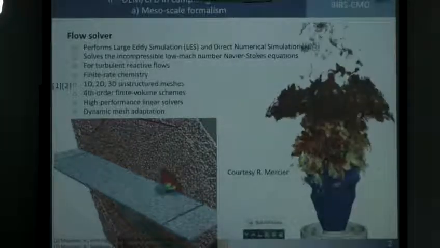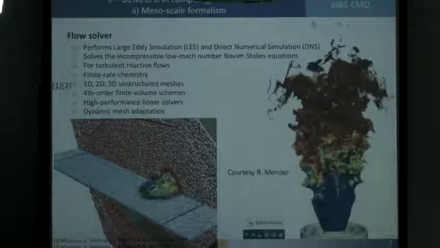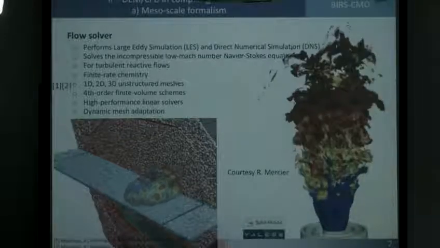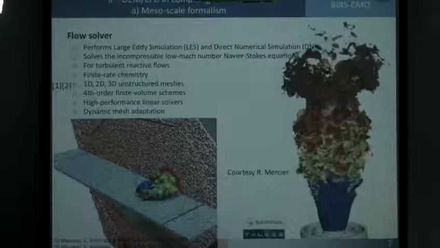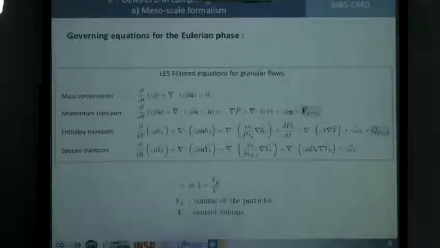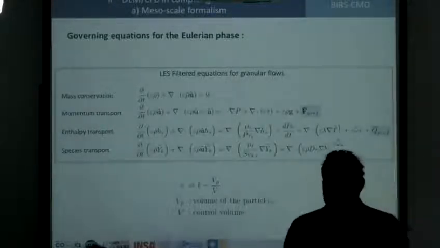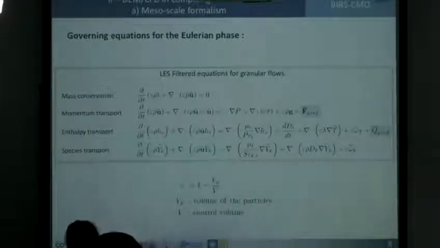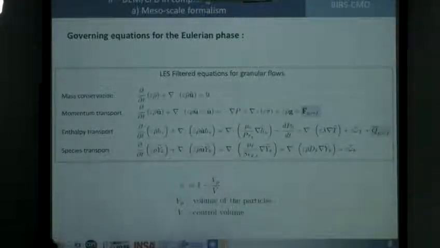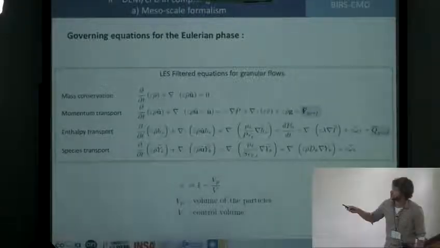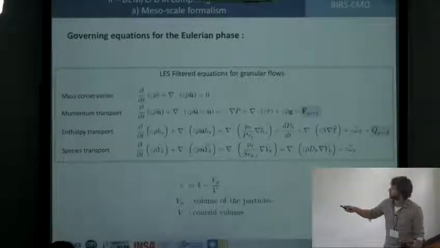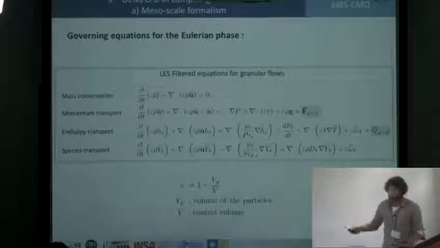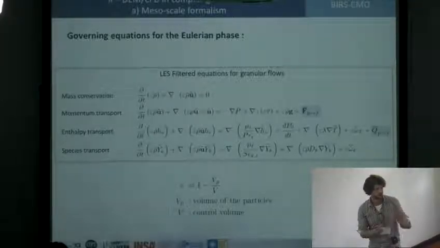So regarding the flow solver, we use the YALES2 solver previously introduced by Vincent, which is able to solve the incompressible low Mach number Navier-Stokes equations for turbulent reactive flows on unstructured meshes. I won't talk too much about this. These are the LES filtered equations for granular flows. So mass conservation equation, momentum, enthalpy, and species transport. You can see here two terms which are directly coming from the interaction with the particles. Here a momentum source term, a heat transfer term, and you can notice there is no coupling between the two phases regarding chemistry.